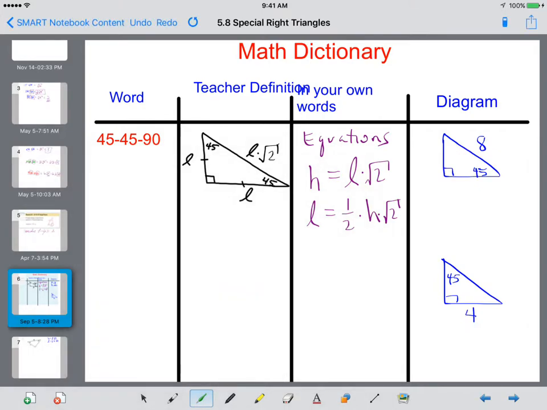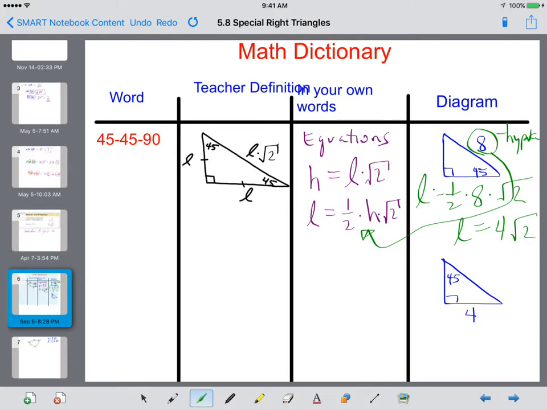If you're given this 8, that means you're given the hypotenuse. So if you're given the hypotenuse, then you're going to plug that 8 in for the h of the leg equation, because you're trying to find the length of the legs. So this would be 1/2 times 8 in place of h, square root of 2. So the leg would be 4 square root 2.